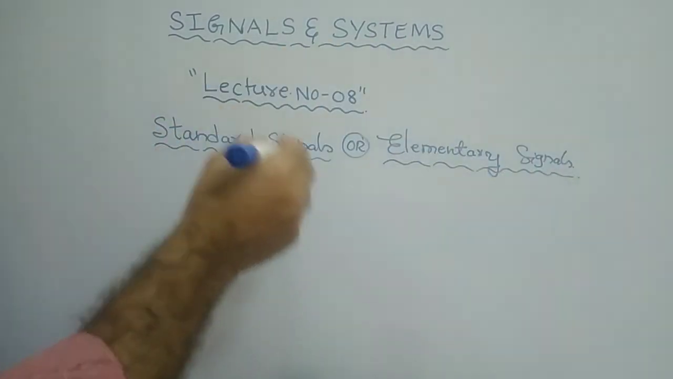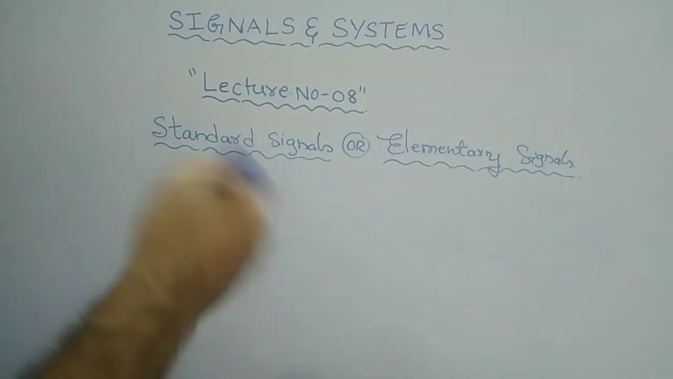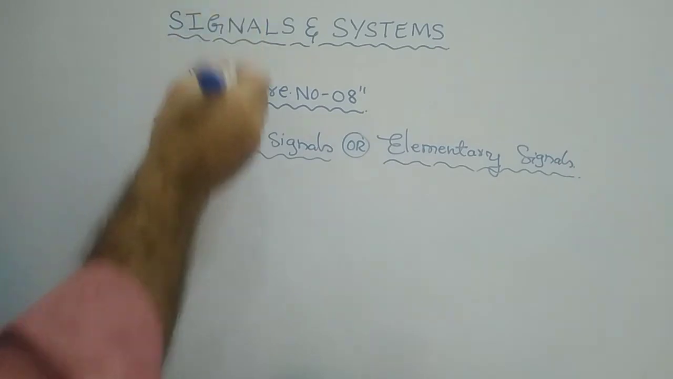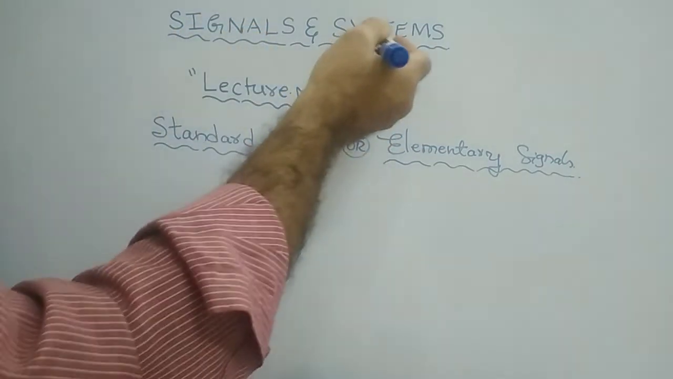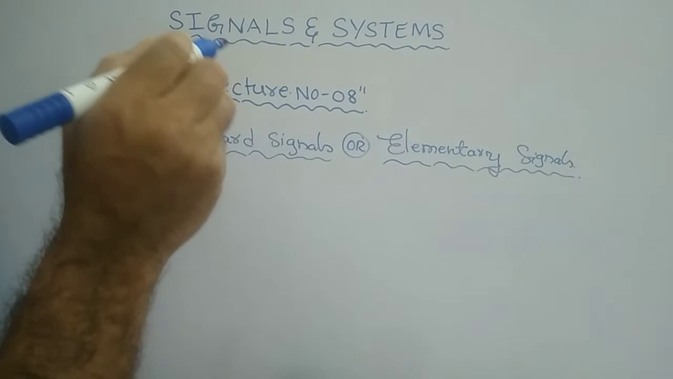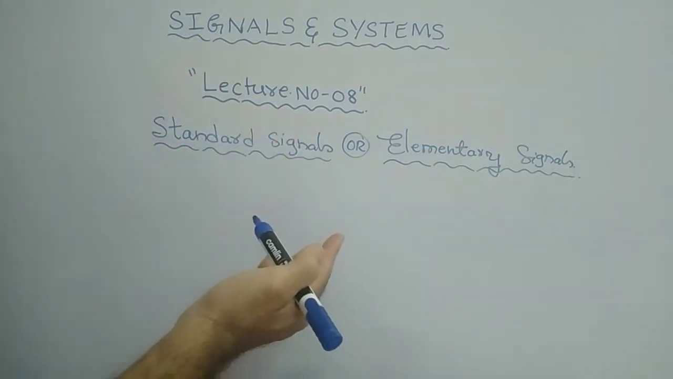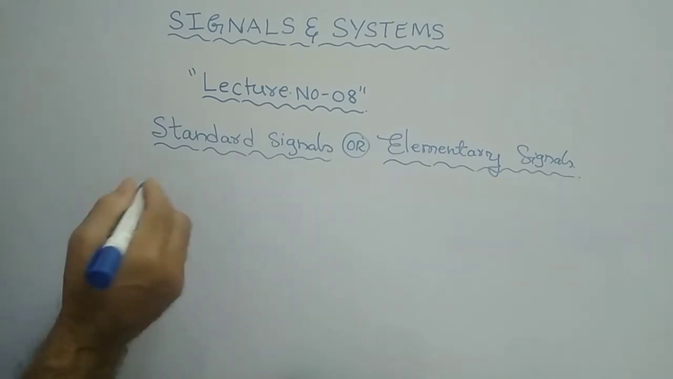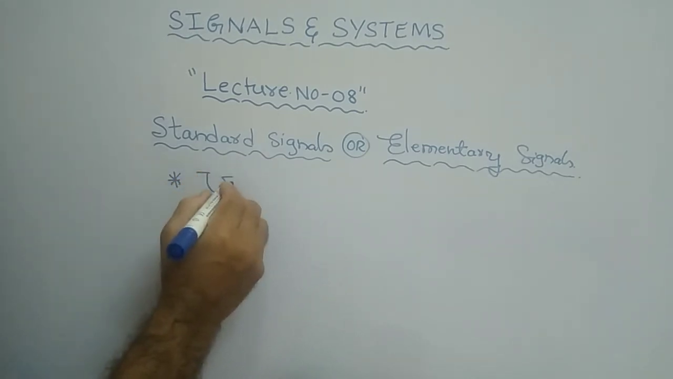Sometimes these standard signals can be given as an input to a particular system, because we are studying signals now, and afterwards we will see about systems also. What is a system? What are the various classifications of systems? For that system we need to apply these signals as input.